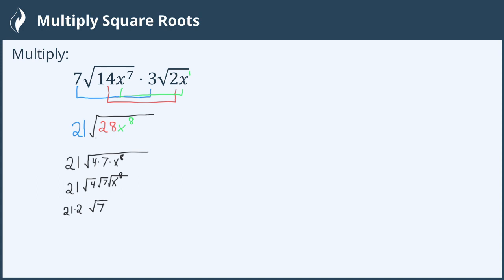We'll leave it there. And the square root of x to the 8th is x to the 4th power. Dividing the exponent 8 by the root index 2 gives me 4. 21 times 2 is 42. X to the 4th, and underneath my radical remains the 7 that could not be simplified.